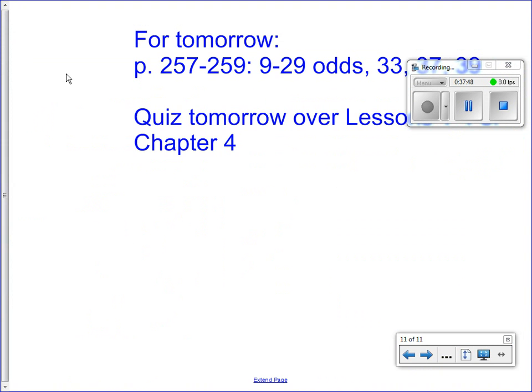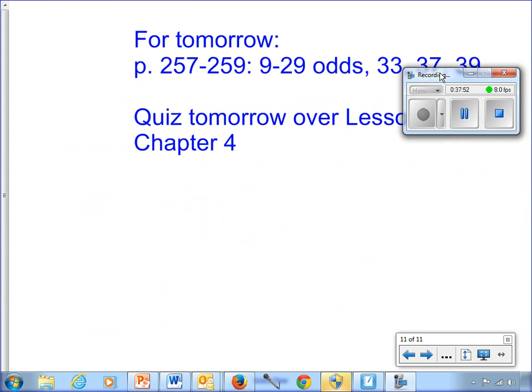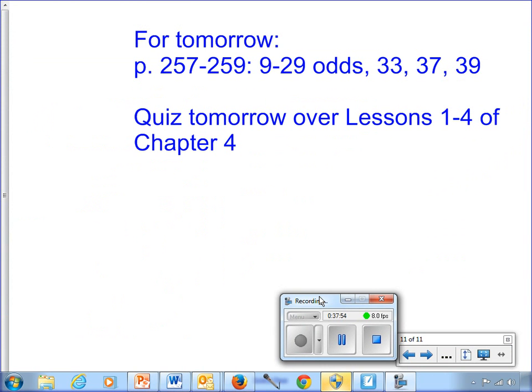Okay, your assignment now is to do page 257 through 259, the odds 9 through 29, also 33, 37, and 39. There is going to be a quiz tomorrow over lessons 1 through 4 of chapter 4. We'll answer any questions that you have about this lesson first.